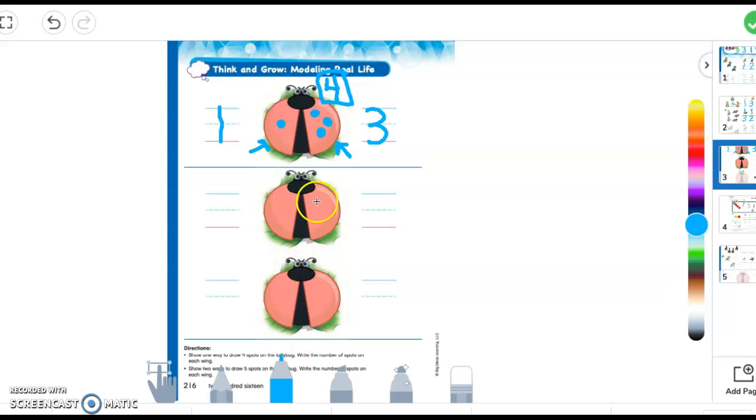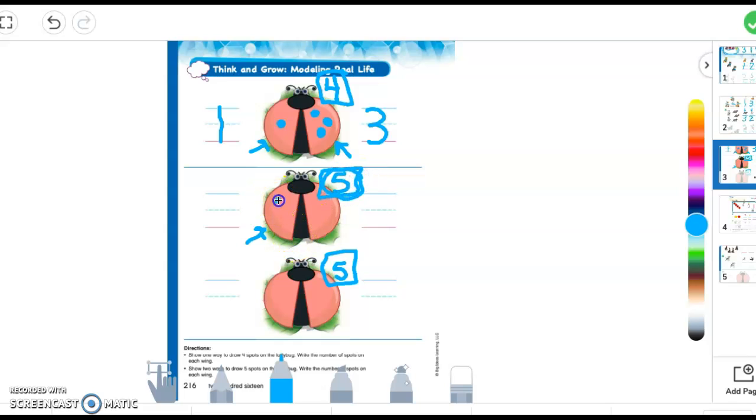Now, these 2 ladybugs show 2 ways to draw 5 spots on the ladybug. Write the number of spots on each wing. Okay, so this one needs 5 spots, and this one needs 5 spots, and they can't have the same spots. Okay, so how many spots could I put right here on this side?